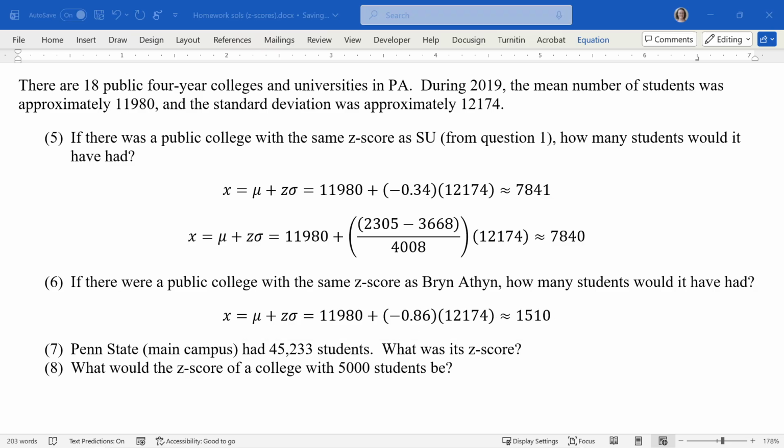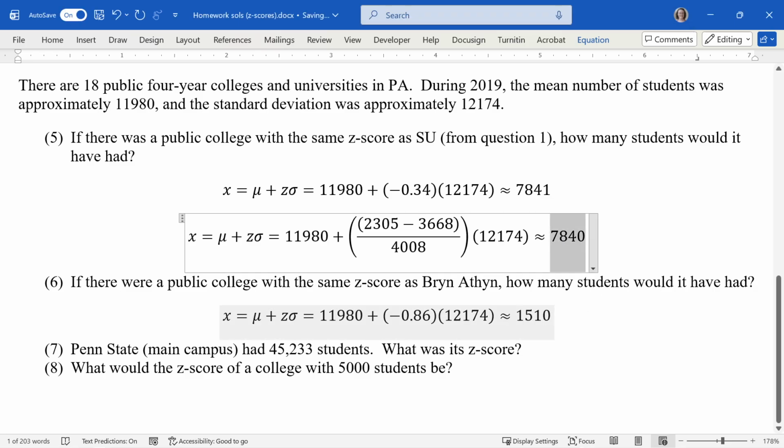Okay, so I'm getting 1510, which makes sense that it should be smaller than the SU number, and it's also quite a bit below the mean, which Bryn Athyn also was amongst the private schools.